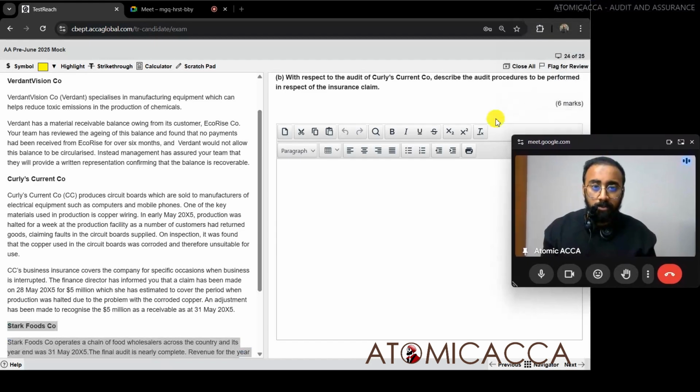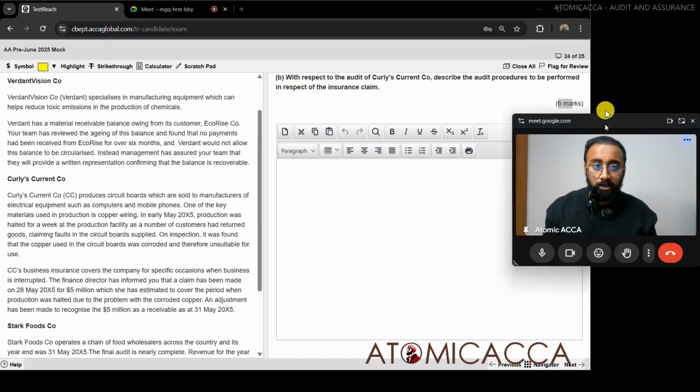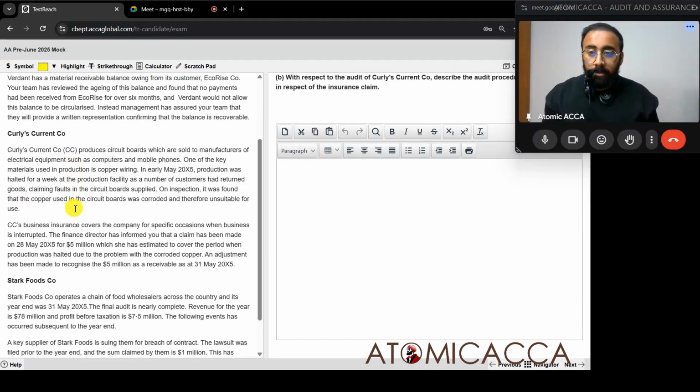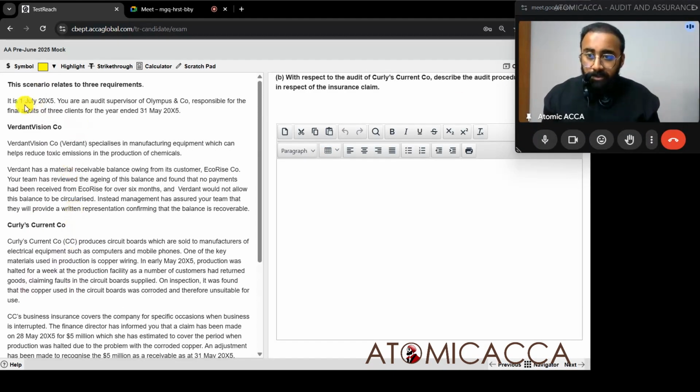With respect to the company's insurance claim, describe audit procedures to be performed. This is 6 marks, so I have to write 6 procedures. It is 1st July 2005. You are an audit supervisor of Olympus and Company responsible for the final audit for 3 clients, for the year ended 31st May 20X5.